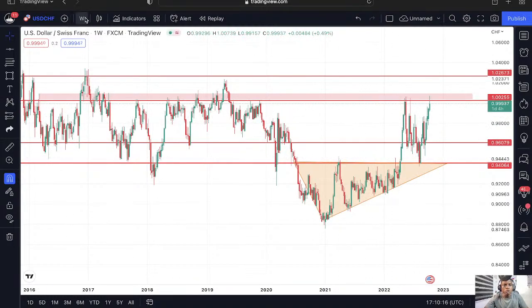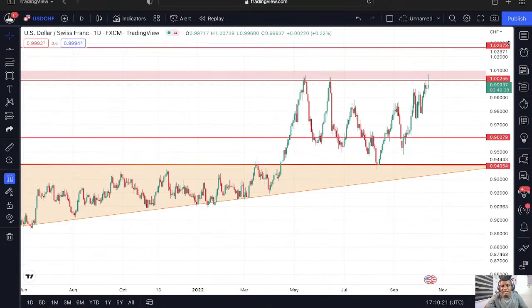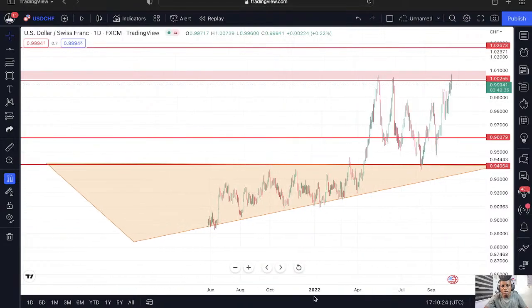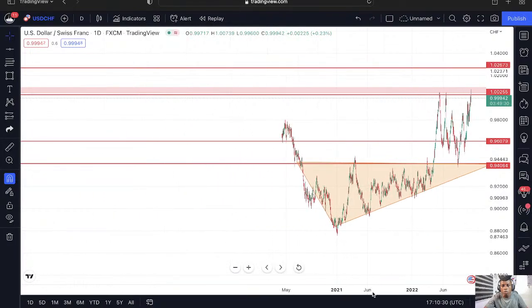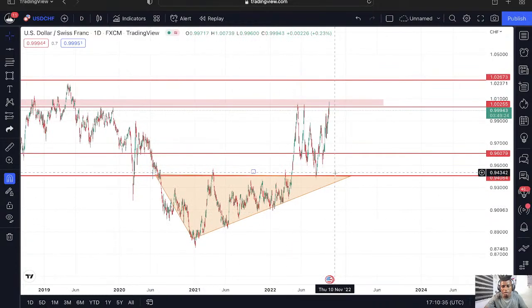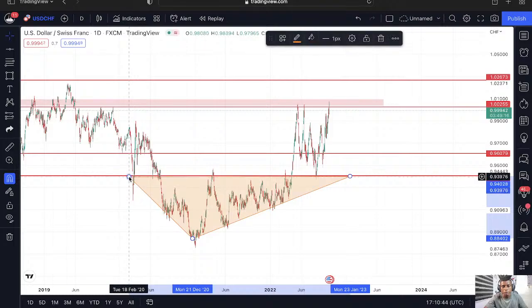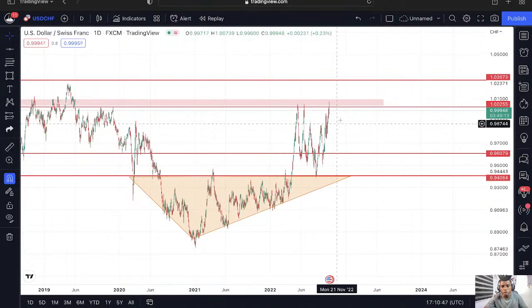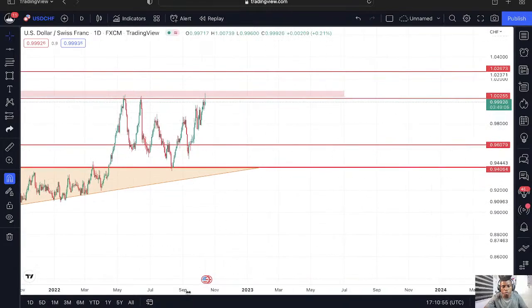Now let's go to the daily time frame. When we move into the daily time frame and look closer, we see what price is doing here. If we spread it out, let's see what price is doing.